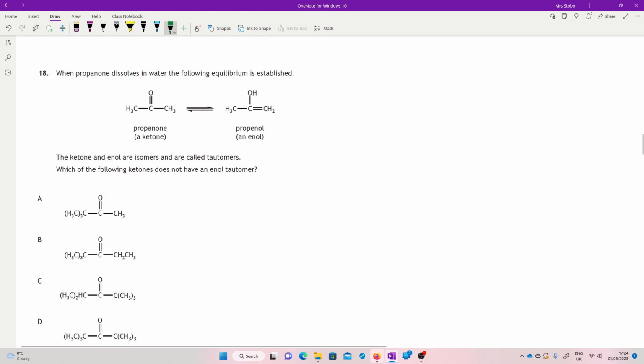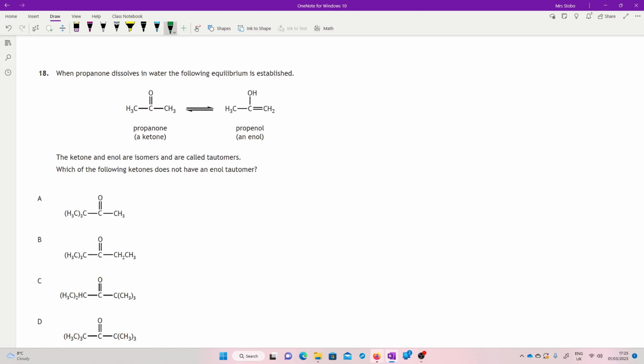Okay, question 18. When propanone dissolves in water, the following equilibrium is established. We've got a ketone going to an enol. You don't know anything about these really, this is just telling you something. So the ketone and the enol are isomers and are called tautomers. Which of the following ketones does not have an enol tautomer?